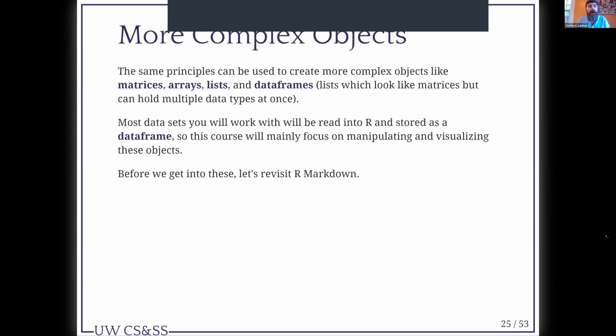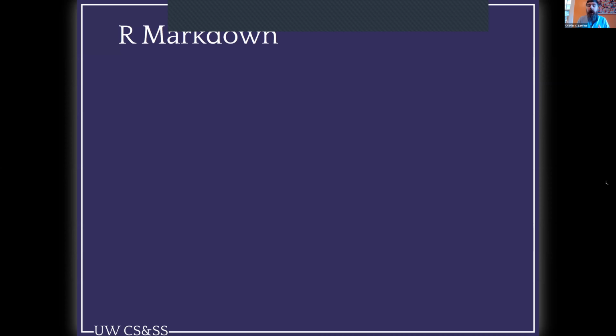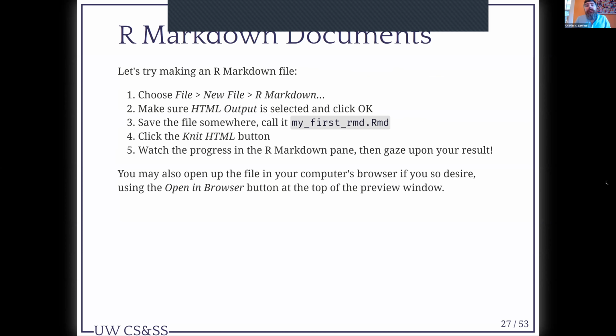Okay. Yeah, so before we get into these data types, I want to go back to R Markdown to give you the foundational stuff to produce your first homework assignment. Okay, so R Markdown. So let's try making an R Markdown file. To generate an R Markdown file, you can go to your RStudio, which I'll do in a second to demonstrate. You can choose File, New File, R Markdown. I'm going to show you.